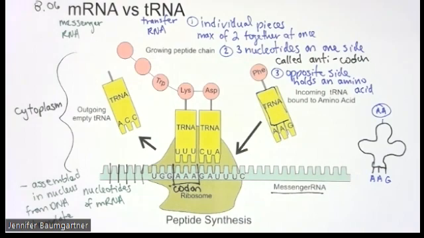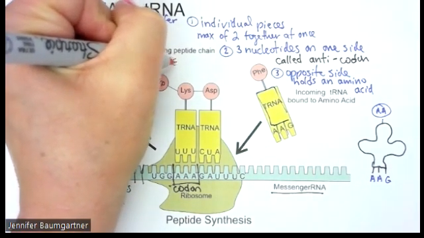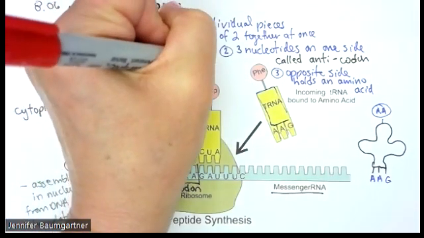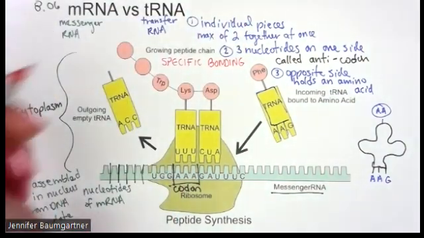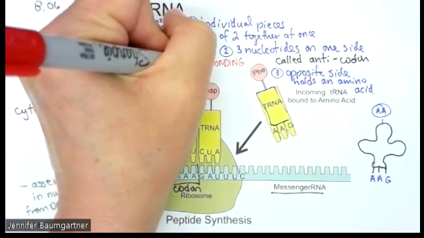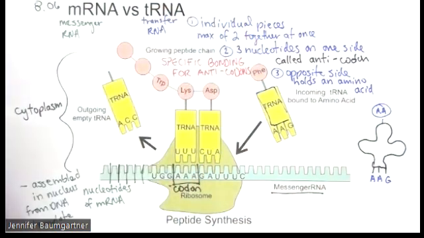So this is really important. I'm going to switch to red and all caps. There is specific bonding or attachment, specific bonding for anticodons and amino acids.